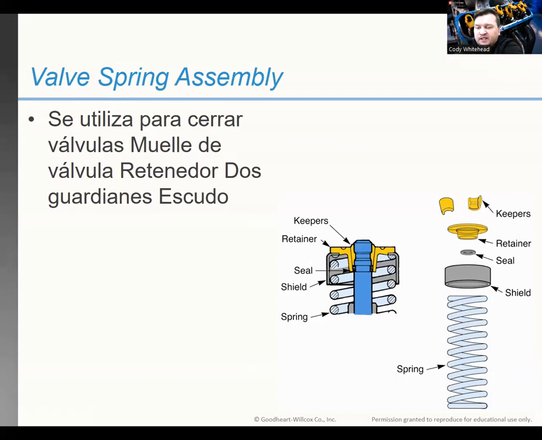The valve spring assembly is used to close the valves. It consists of a valve spring, retainer, two keepers, and our shield. Right, you can see our keepers are kind of angled. Our valve springs want to push against the angle to push it in really tight against the valves. And you can see here it has a ledge that is going to lock into the keeper grooves of the valve so it can't go anywhere. So it's going to lift the valve up.